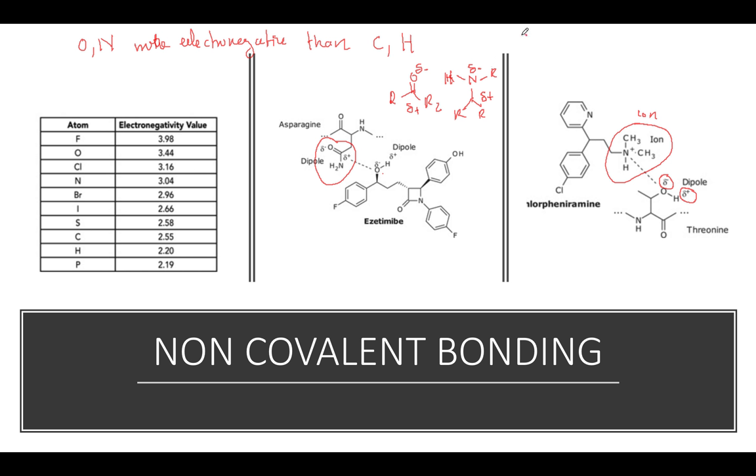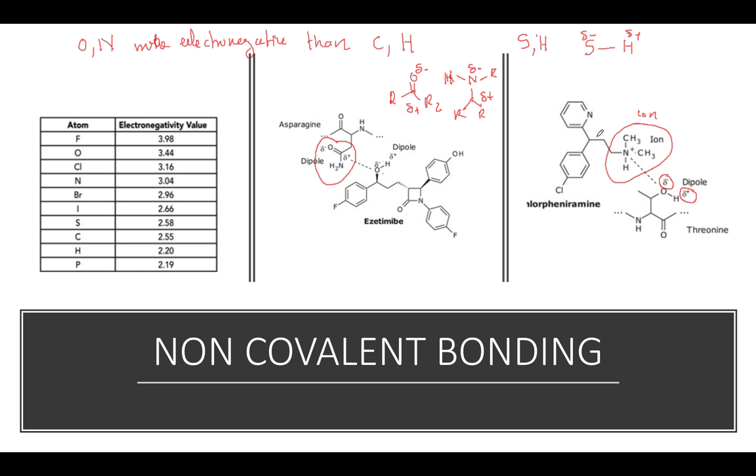Now, sulfur and hydrogen have similar electronegativities. So 2.58 for sulfur and 2.20 for hydrogen. This will still have a dipole, however, because first there is a slight difference, but also the sulfur is bigger, is larger, and so you will still have a dipole forming where the sulfur will hold the partial negative and the hydrogen will hold the partial positive.